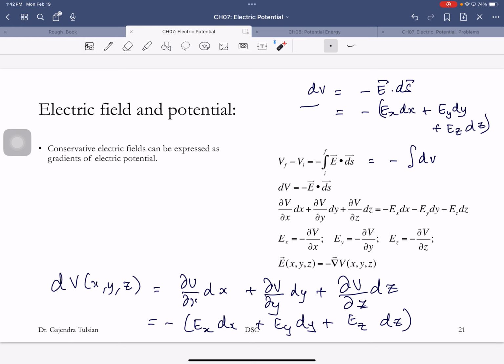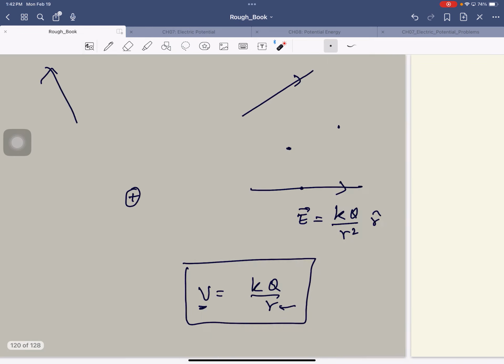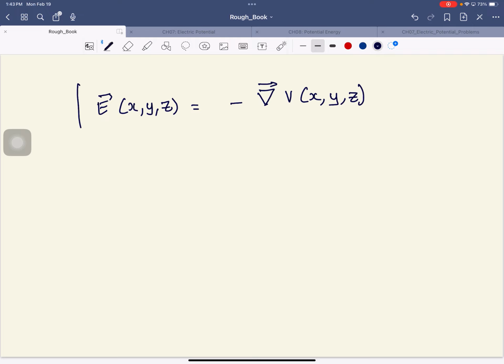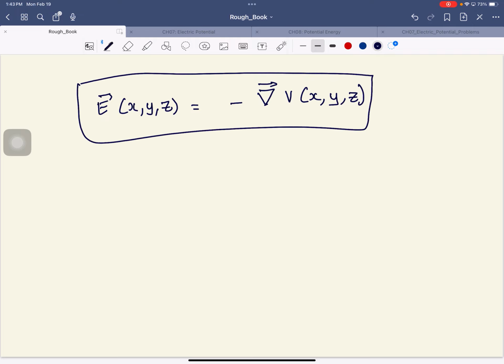Okay. So what it amounts to is the following. So here's what I want you to remember. E, the electric field at any point, is given as the negative gradient of the electric potential at that point. And you guys know what a gradient means, but if you don't remember it, I'm going to tell you again now.